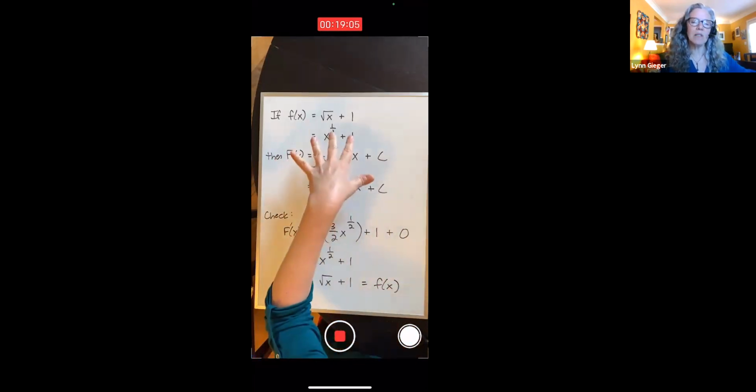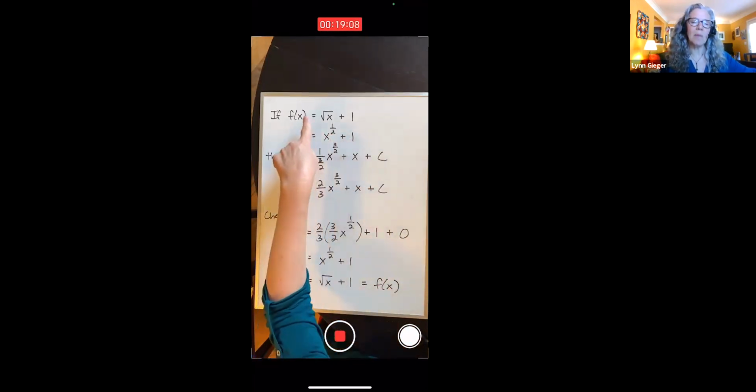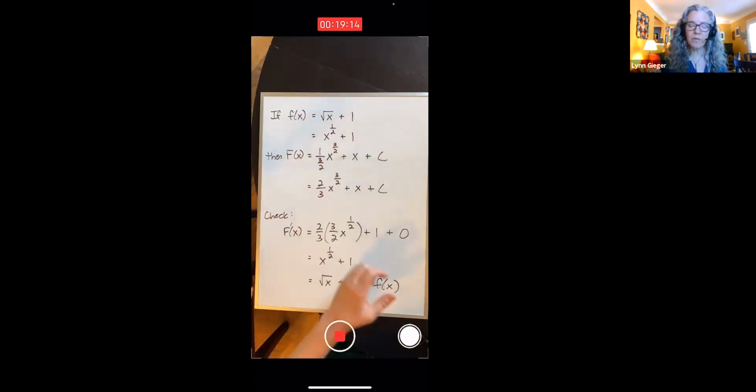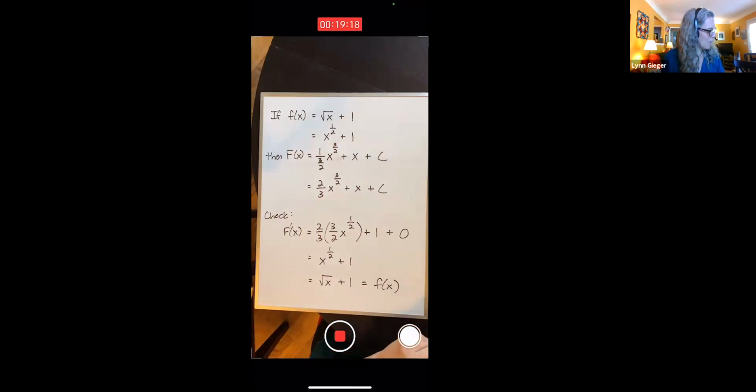Again, the biggest errors that people will make here is not being clear what the original function is versus what the antiderivative is. We've come across this before, and so you'll want to have some extra attention to that detail.